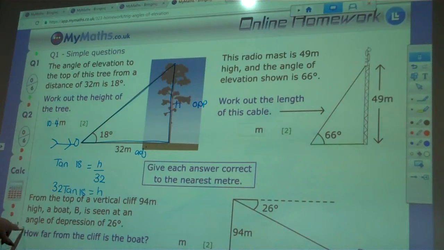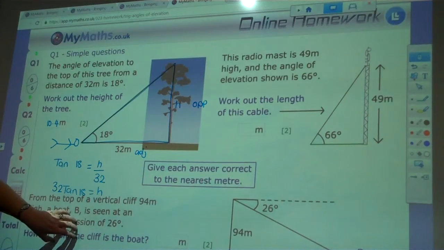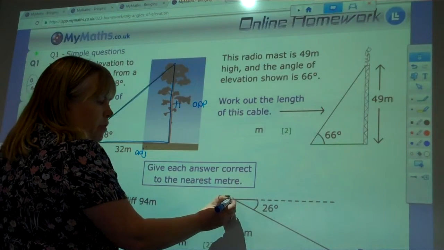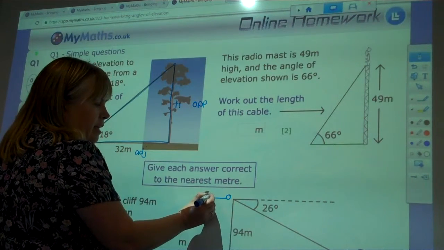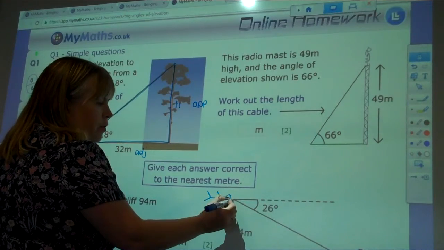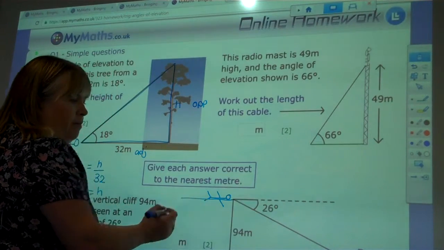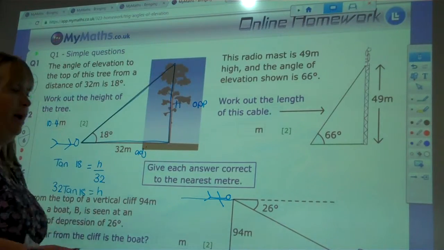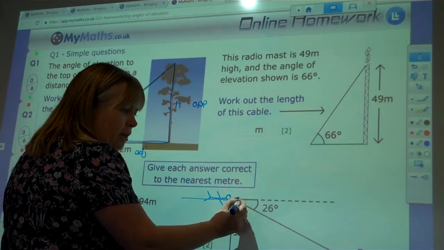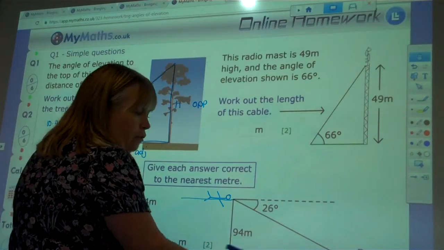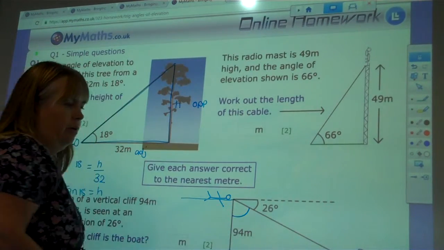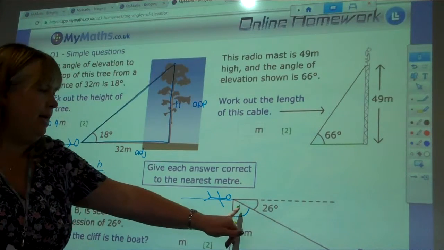But we need to be careful when you're looking at an angle of depression. Okay, so here, from the top of a vertical cliff, this time you are lying on the top of a cliff and you are looking down that way. The angle of depression is this angle here. But if you've got this right angle triangle, you actually want to know this angle. So what will this angle here be?